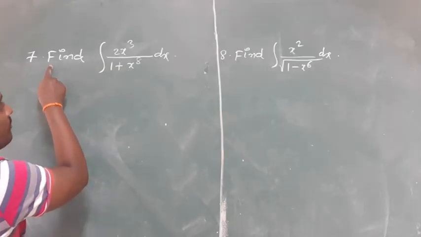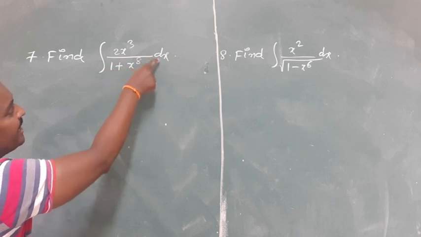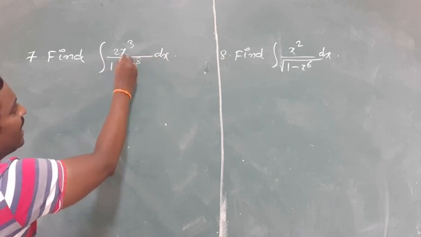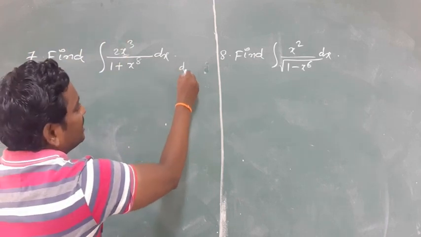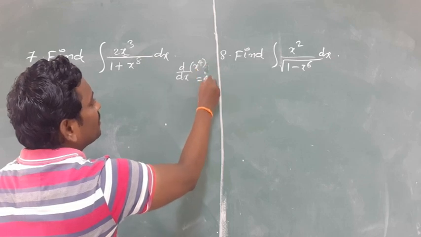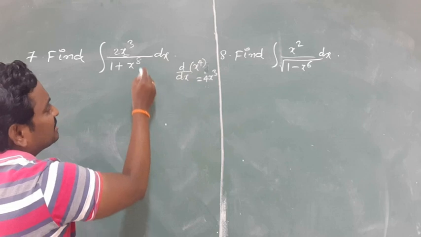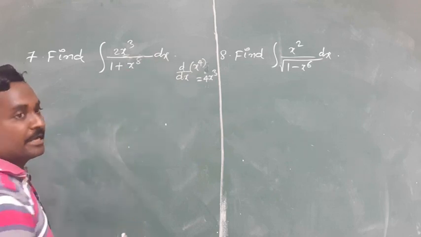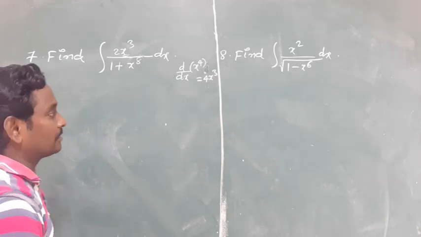This is the next problem. Find integral 2x cube by 1 plus x power 8 dx. In the numerator we have x cube, 2x cube. What is the derivative of x power 4? Derivative of x power 4 is 4 into x cube. At least in the numerator we have x cube. That's why x power 8 can be written as x power 4 whole square.